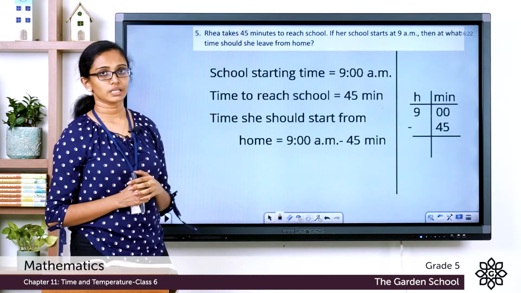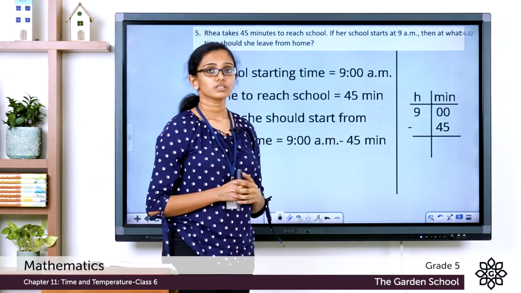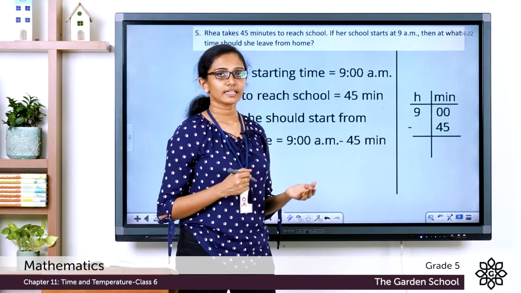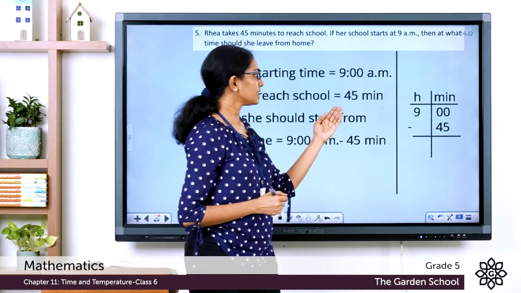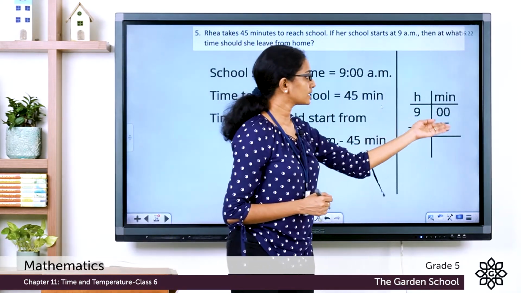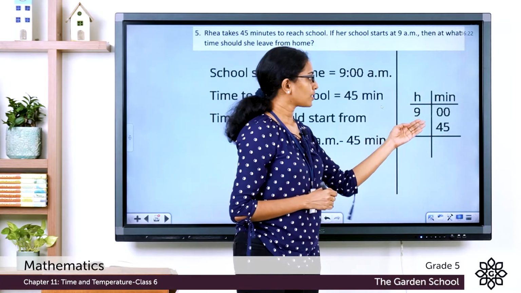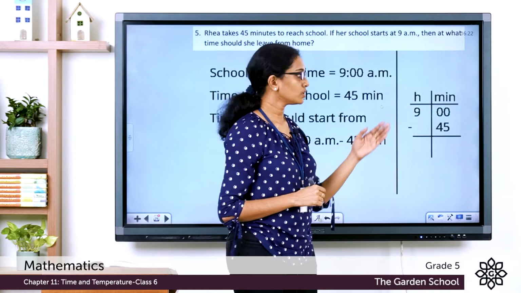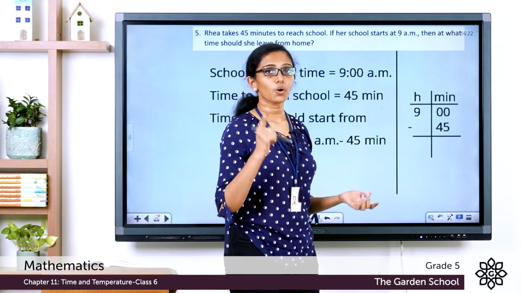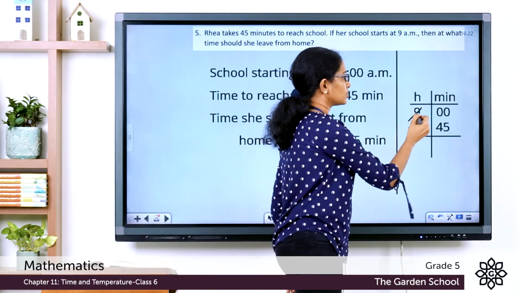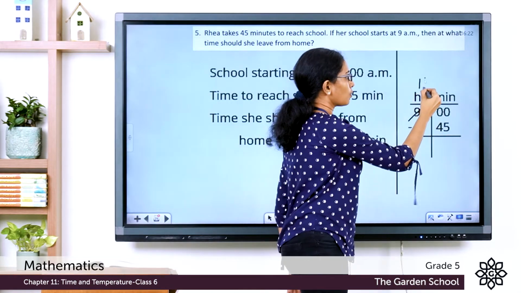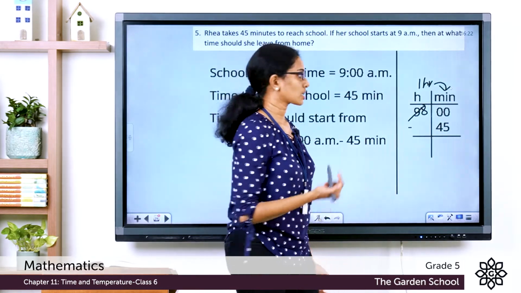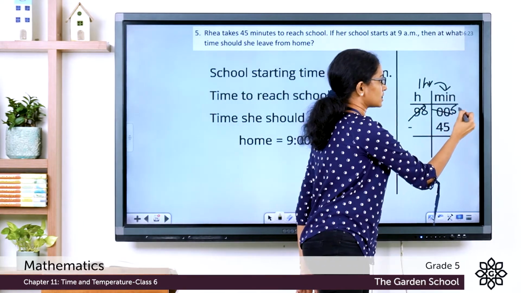So let's do the subtraction in the working column, and here we have written the time in proper columns. So 9 is written in the hours column and 45 minutes should be written in the minutes column. Now we are going to subtract 45 minutes from 9. See, here we don't have anything to subtract from. So what you do? You are going to borrow 1 hour from the hours column. So this will become 8 and you are giving 1 hour to the minutes column. So 1 hour is equal to 60 minutes. So here now we have 60 minutes.